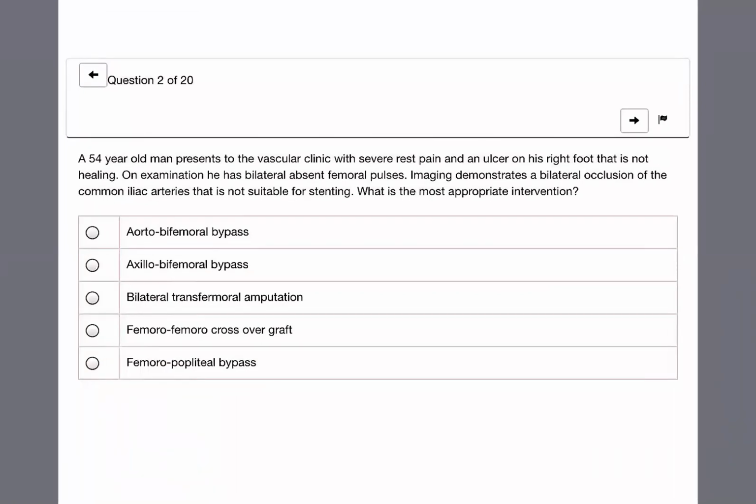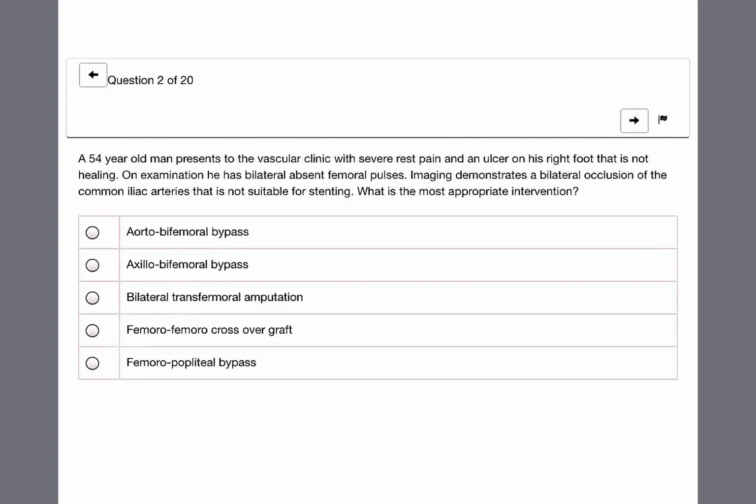A 54-year-old man presented to the vascular clinic with severe rest pain and an ulcer on his right foot that is not healing. On examination, he has bilateral absent femoral pulses. Imaging demonstrates bilateral occlusion of the common iliac arteries that is not suitable for stenting. What is the most appropriate intervention? Aortobifemoral bypass, axillobifemoral bypass. One is anatomical, one is extra-anatomical. Bilateral transfemoral amputation, femoral-femoral crossover graft, femoral bypass. I will go for aortobifemoral bypass, anatomical.